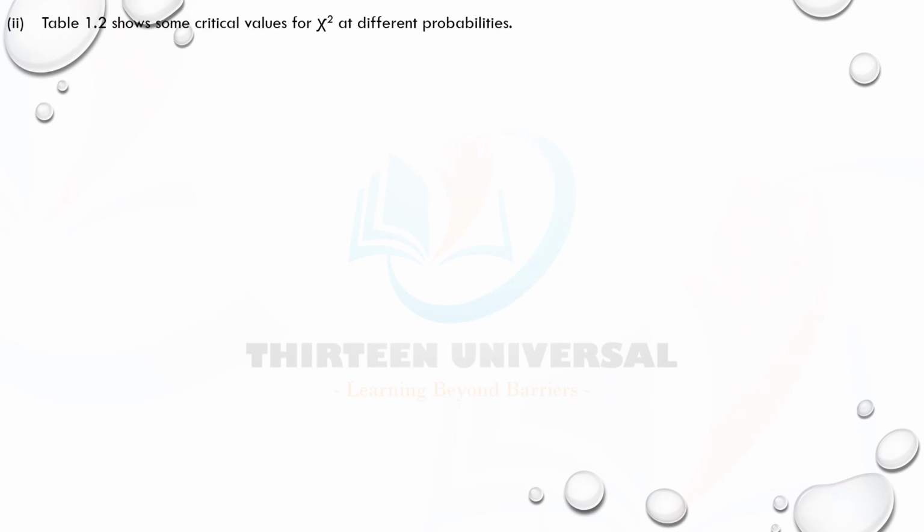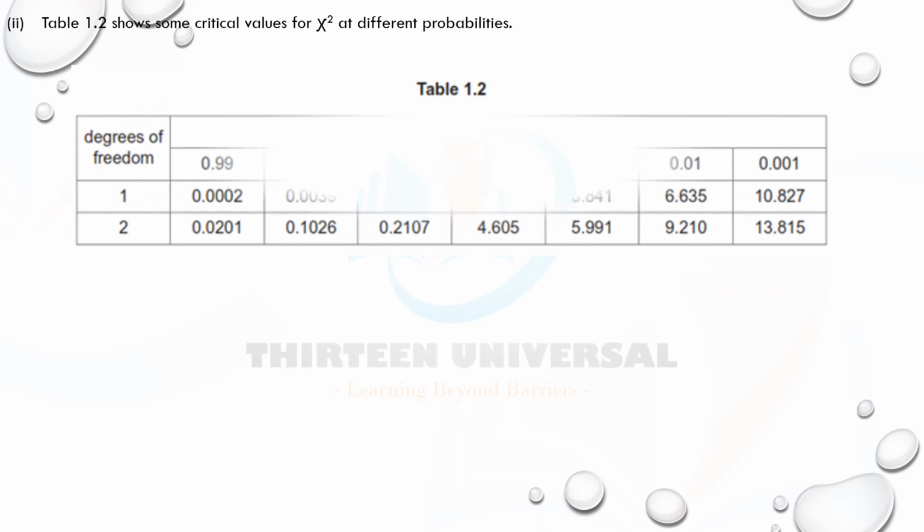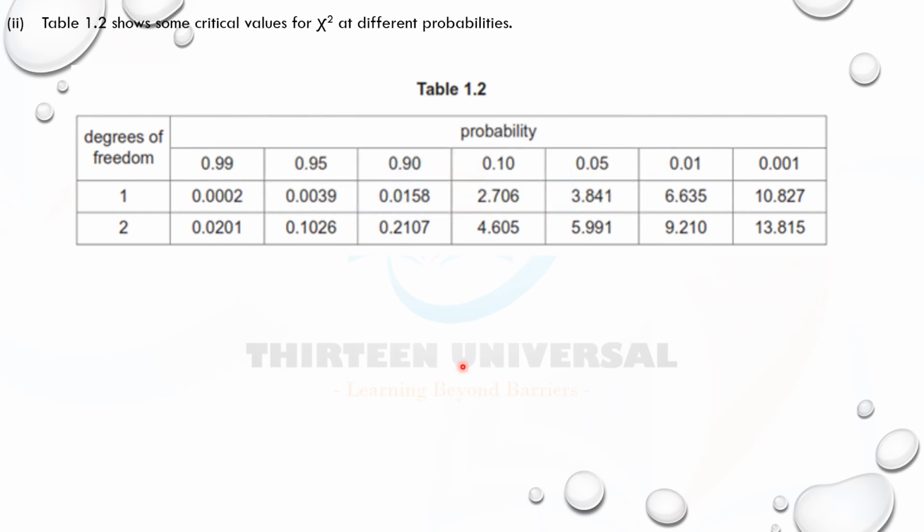Now table 1.2 shows some critical values of chi-square at different probabilities. This is the tabulated form. If you compare to the other one, you can see the degree of freedom. Because we had only 2 samples, Manuka and Germania, the degree of freedom for chi-square, V, is always determined by n, the number in the population, minus 1. So n here is 2, minus 1. So V here is actually 1.